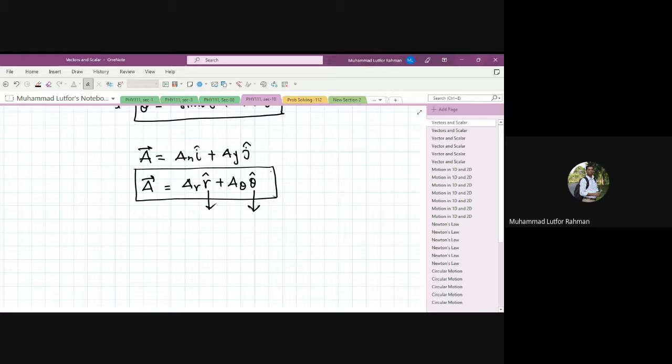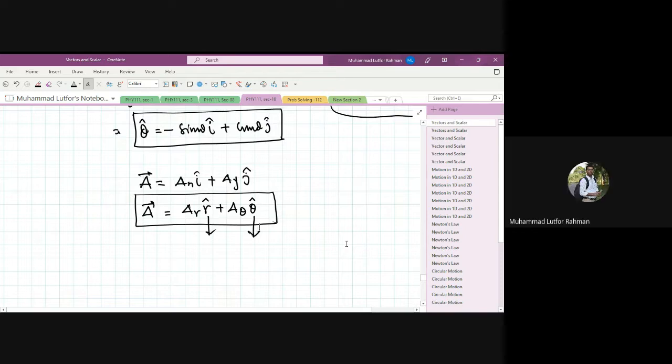That's all for today. I'm not going to talk about more than this today. Do you have any more questions? Sir, is AR equal to root over x square plus y square? No, you have to find out the values of AR and A theta. You have to calculate that, because there are two parts, the radial part and the angular part.